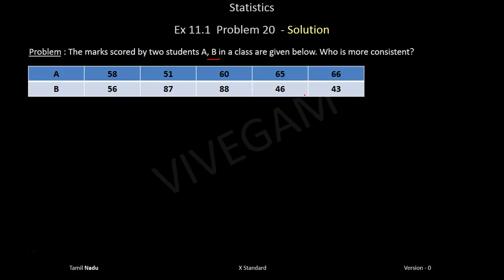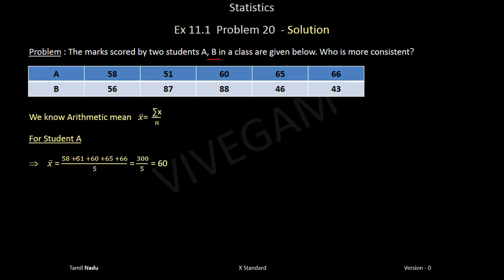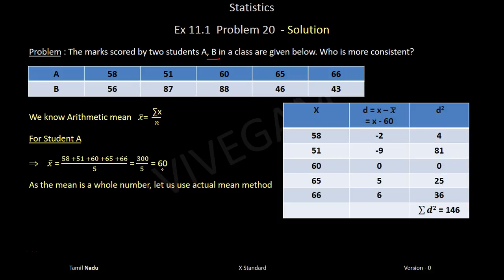Okay, so let's calculate. We know the mean is sigma x by n. Let's take student A. So first step is we will calculate the mean. Mean is 58 plus 51 plus 60 plus 65 plus 66 divided by how many entries are there? 1, 2, 3, 4, 5 marks are there. So divided by 5. So 300 by 5, that is 60. So the mean is 60 for the first student, and this is a whole number.